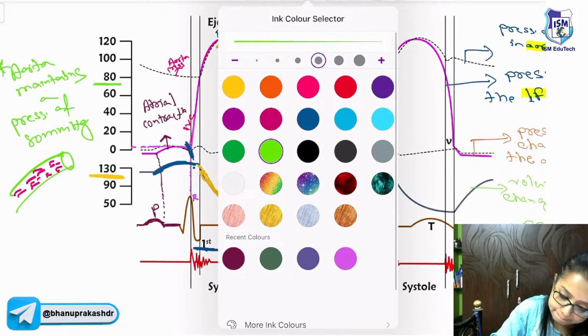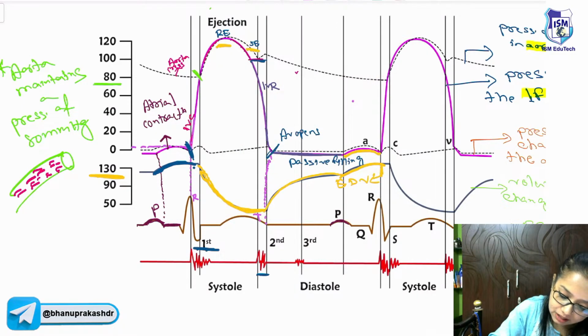After the change in the ventricle, like the ventricular pressure has touched 80 mmHg, when the ventricular pressure is increasing, see the pressure in the aorta is also increasing. Like the pressure in the ventricle touches maximum 180, the pressure in the aorta also touches maximum 120 during the rapid ejection.